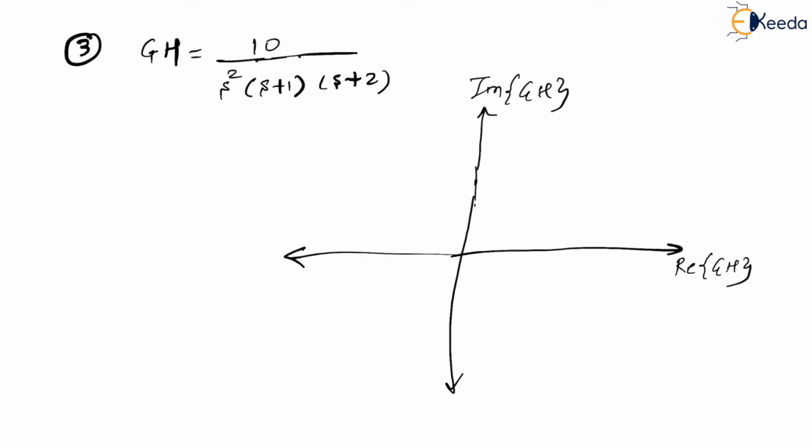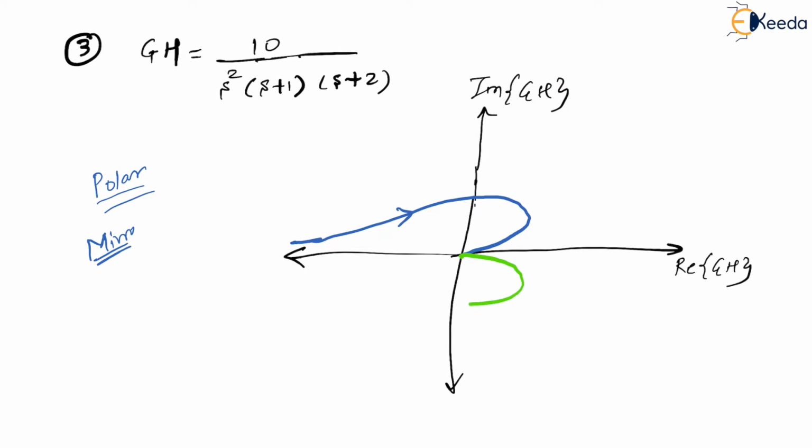Step number 1 is what? Draw the polar plot. So the plot for this will be something like this, right? This is the plot. Next step is to get the mirror image. How to get the mirror image? Mirror image is going to be like this. This becomes the second step. Continuous.